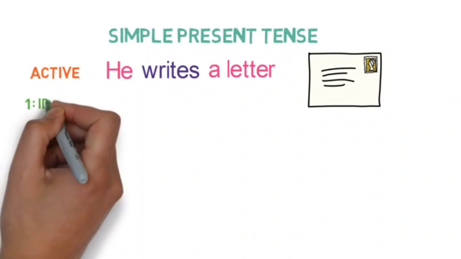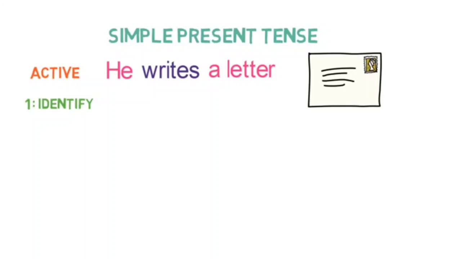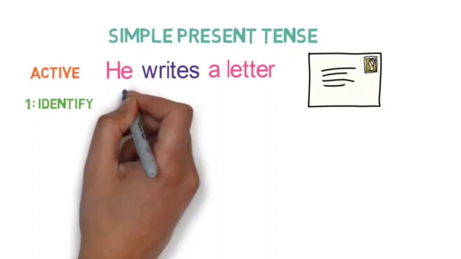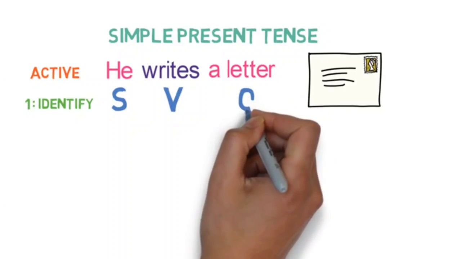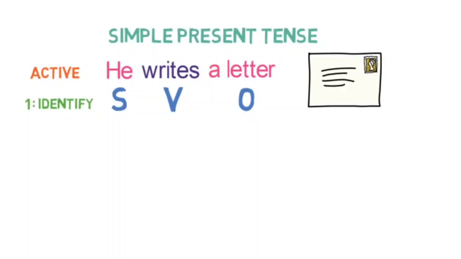First is to identify the subject, verb, and object in the given sentence. Here, who is doing the action? He is doing the action, so he is the subject. What is the action performed? It's writing, so write is the verb. On what is the action performed? That is the object, letter. Now we have identified the subject, object and verb in the sentence.